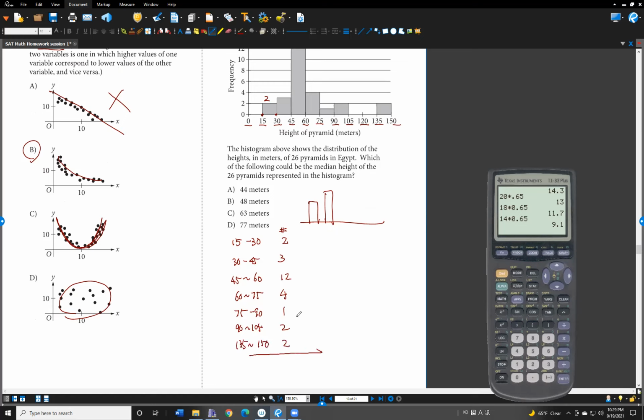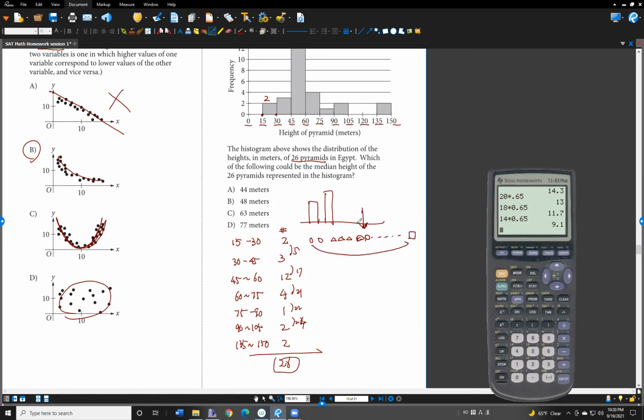How many pyramids there? This is 5, 17, 21, 22, 23, 24, and 26 pyramids there, okay? That is 26, but we don't need to calculate. So which pyramid is in the middle? Maybe you can arrange this one. 2 pyramids here, okay? 2 pyramids here. Another 3 pyramids. Another 12 pyramids. Keep going. There are 26.